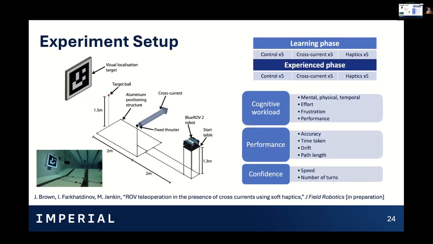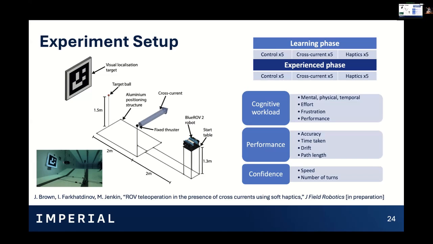And it's worth saying we didn't set this up as a learning study, but we also didn't give the users a training phase. So what we did was we split the study into two parts. We gave them each condition, still water, cross current, and cross current with haptic feedback, 5 times each in a kind of learning phase. And then we went back and we did the whole experiment with them again, to see whether once they had some experience of operating the robot and once they understood the scenario a bit better, whether their performance improved with or without the haptic feedback.